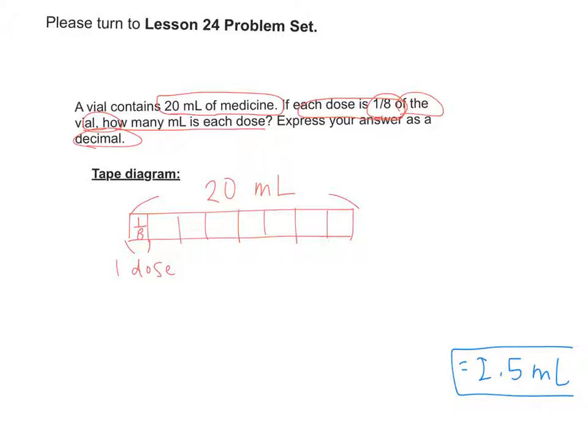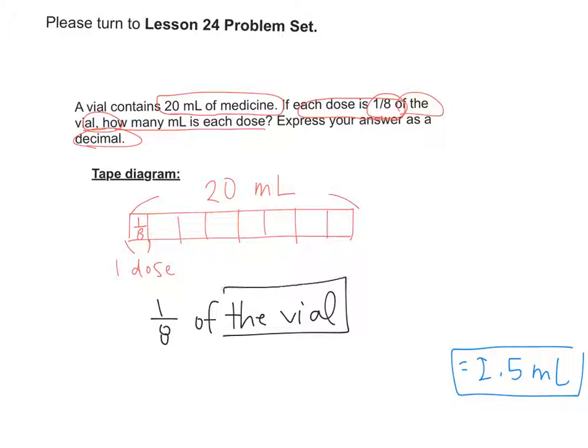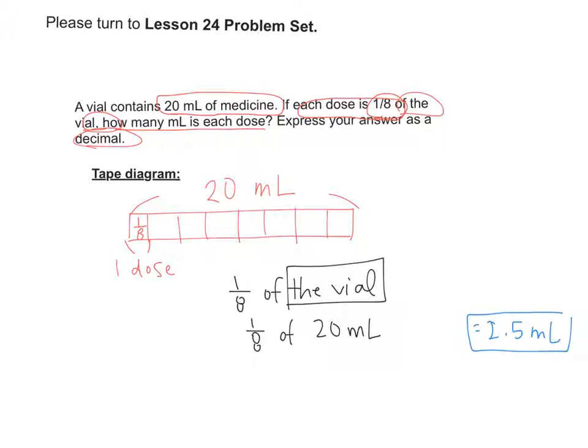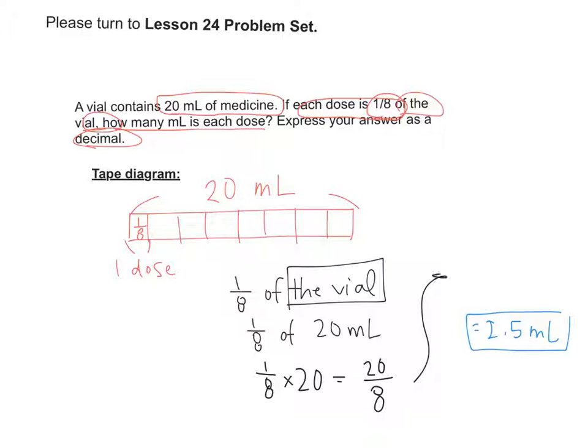Now, that's not the only way we could have solved it, okay? Let's solve it a different way to see if we actually get the right answer. If I know that 1/8 of the vial is 1 dose, could I do 1/8 of the vial? Now, how much is in the vial? Instead of the vial, what could I write? 20 milliliters. I could say 1/8 of 20 milliliters. Is that the same thing as 1/8 times 20? Okay, and if we do that, do we get the same answer? 1/8 times 20 equals 20 over 8, which is the same as the math we did over here. Do you see how there's 2 different ways to solve this?